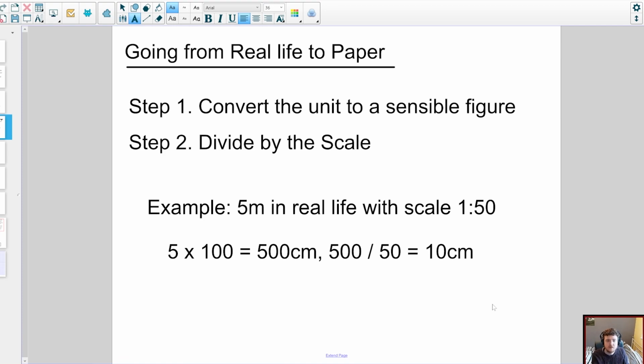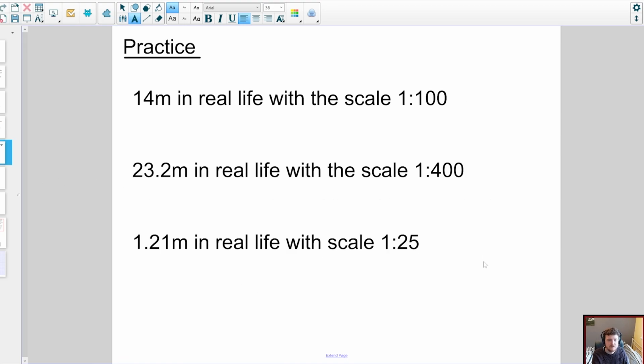We've just done the opposite to what we did before. So if we're going from real life to paper, change the units first, probably to centimeters, because that's more likely to be on a plan, and then divide it by my scale. And so I've ended up with 10 centimeters. Same here, we've got some practice for real life to scale, to go back to paper. So if you want to take 5 seconds again, pause the video, have a go, and come back when you've finished. And I'll see you in a second.